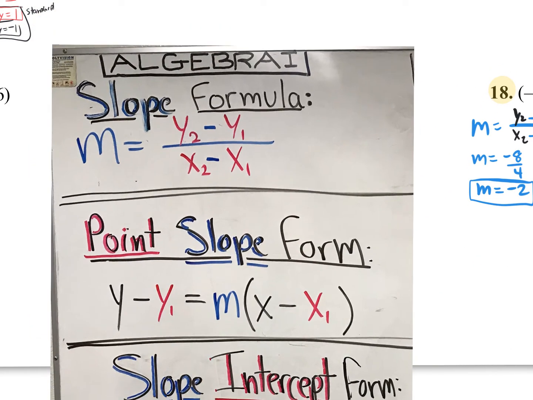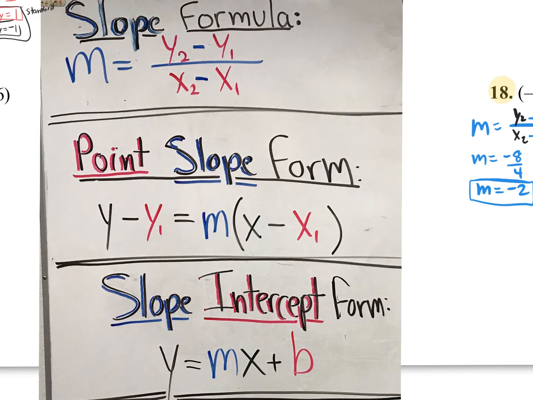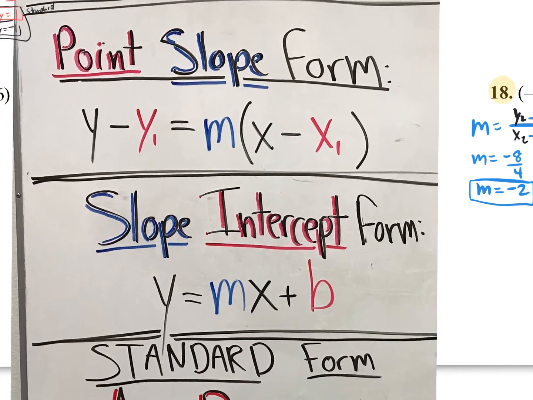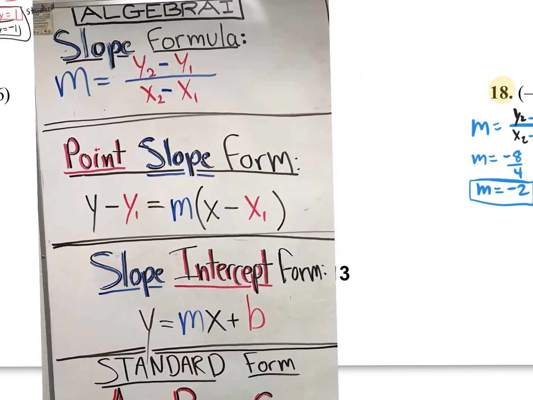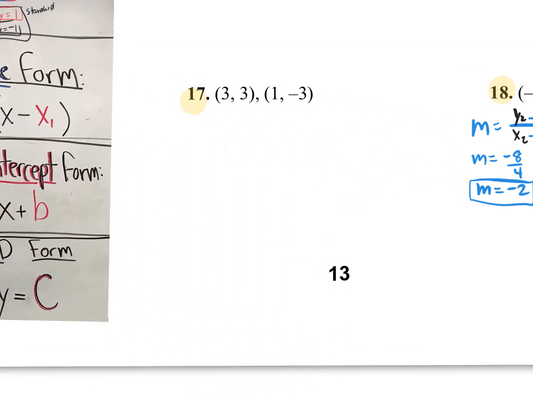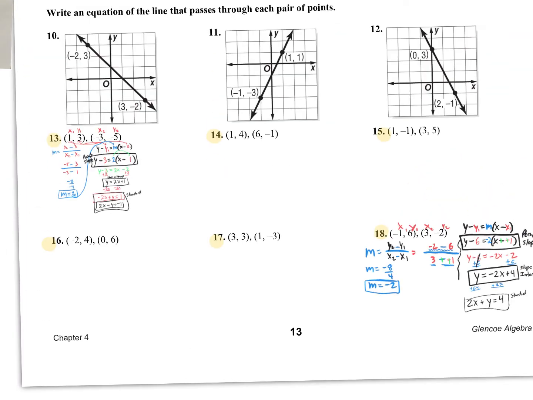We used the slope formula. We changed it from there to point slope, or wrote it in point slope form, and then changed it to slope intercept, then changed it to standard. I know, beautiful, right? Yeah. I don't know. Any other one you'd like to try?